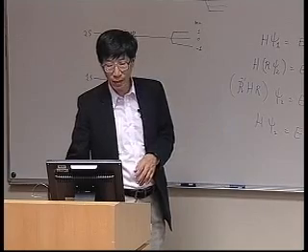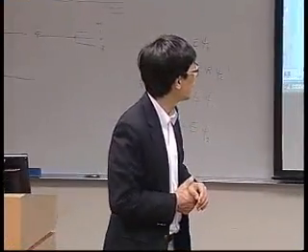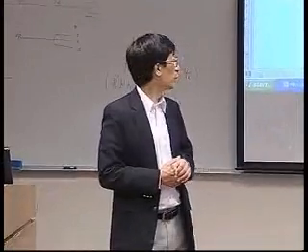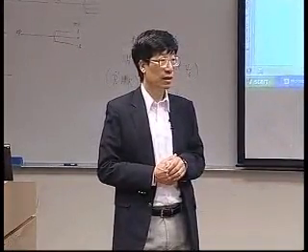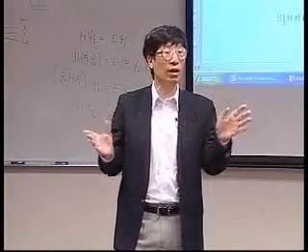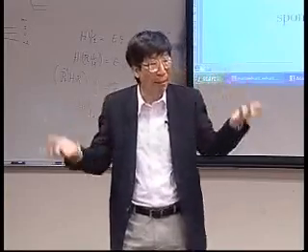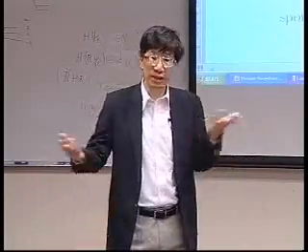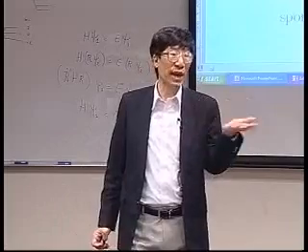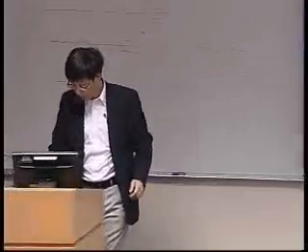So this leads to the question: how can we guarantee in general that if I displace a generalized coordinate, which I call capital X, all right? In the above example, it will be phi. The generator is the corresponding generalized conjugate momentum P. Right? I think that is one way of stating your question. Okay? Do you understand why there is a question? In the above example, it seemed to happen that it was J, right? And it agrees with the conjugate momentum. How can you guarantee that it always agrees with the conjugate momentum? So that is the question you pose, and that's actually a very important question.